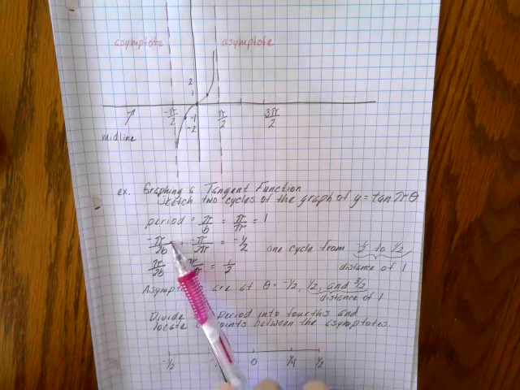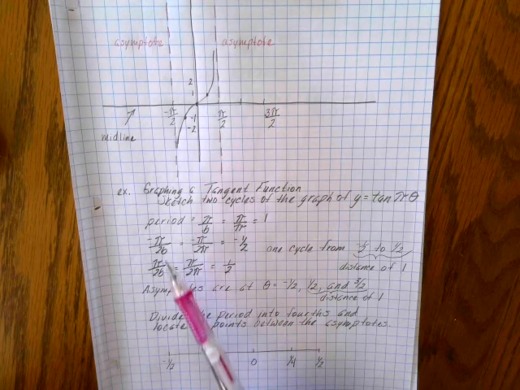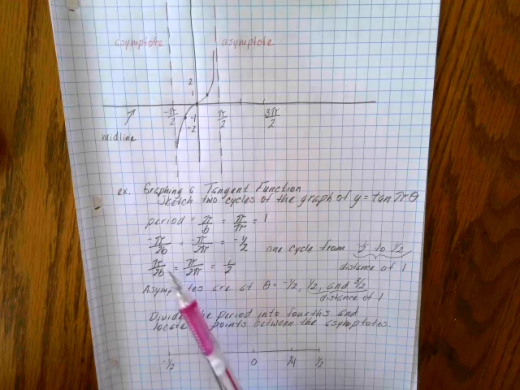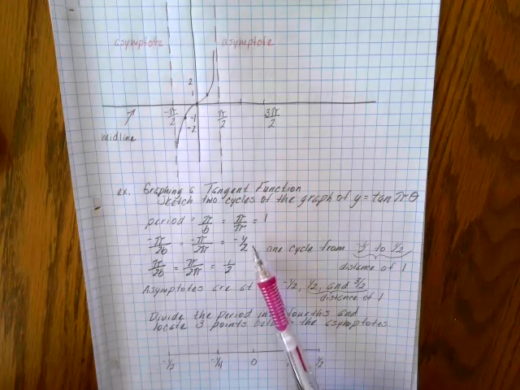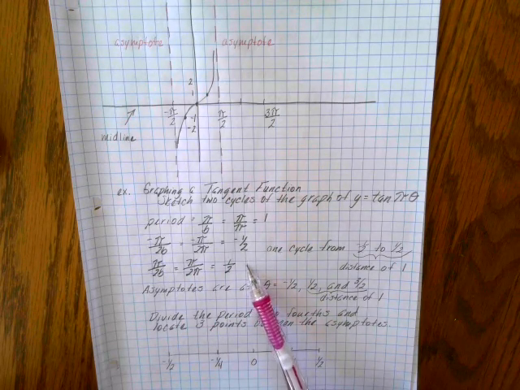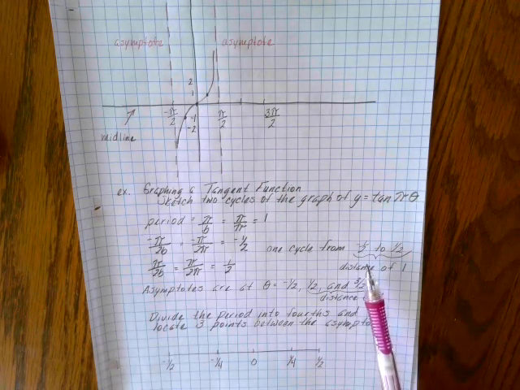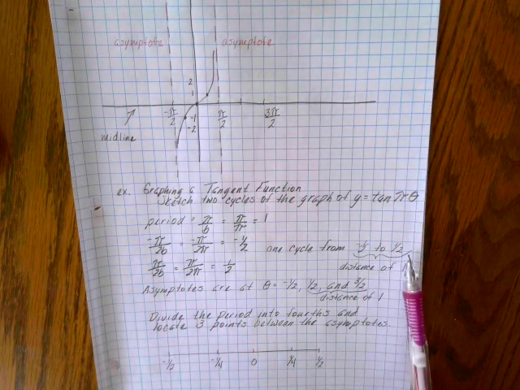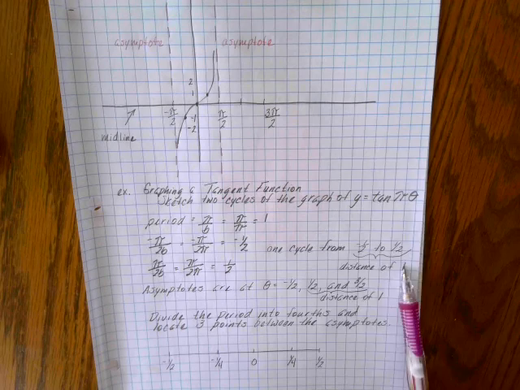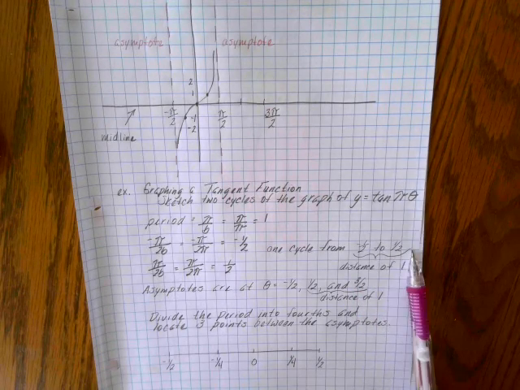So we're going to figure out where our asymptotes are going to be located. Negative pi over 2b and pi over 2b is going to give me negative 1/2 and positive 1/2. So one cycle is going to occur from negative 1/2 to positive 1/2. So that's a distance of 1, right?